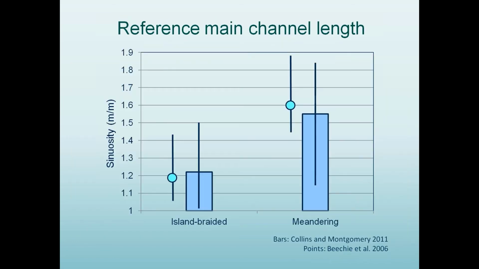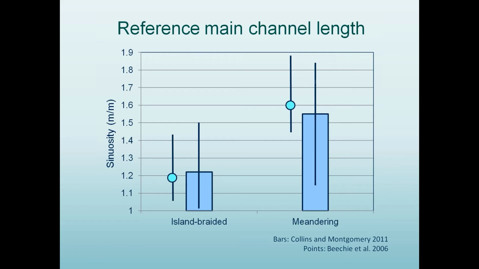So for example, we looked at 2 studies that showed the typical sinuosity of reference sites for meandering and island braided channels. The bars are from a study by Brian Collins and Dave Montgomery, and the points are from one of our studies back in 2006 in Western Washington. And what we found was that sinuosities in both studies are quite a bit higher for meandering channels, 1.5 to 1.6 being a mean value. And then island braided channels are quite a bit straighter, so only about 1.2.